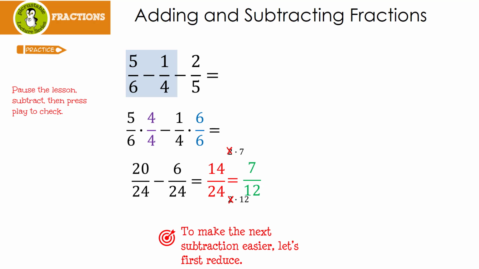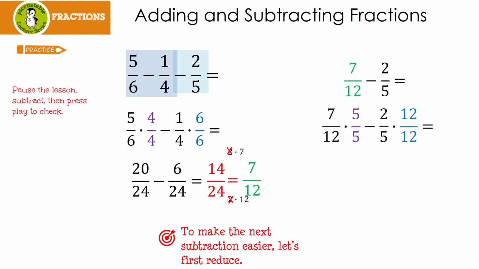Now, I'm going to take 7/12 minus 2/5. Once again, I multiply by each other's denominator, so I have 7/12 times 5 over 5 minus 2/5 times 12 over 12. When I multiply, I end up with 35 over 60 minus 24 over 60. Common denominator. So all we have to do is subtract the numerators or the tops. 35 minus 24 is 11, and we keep the same denominator of 60. Since 11 over 60 doesn't reduce, that's our answer.